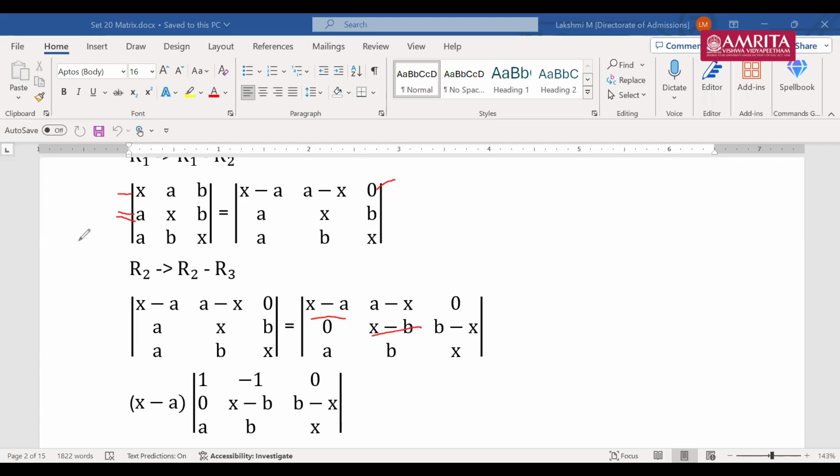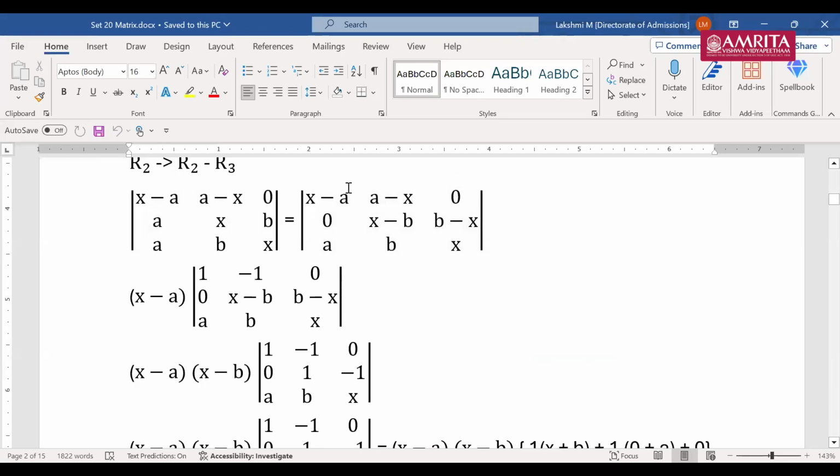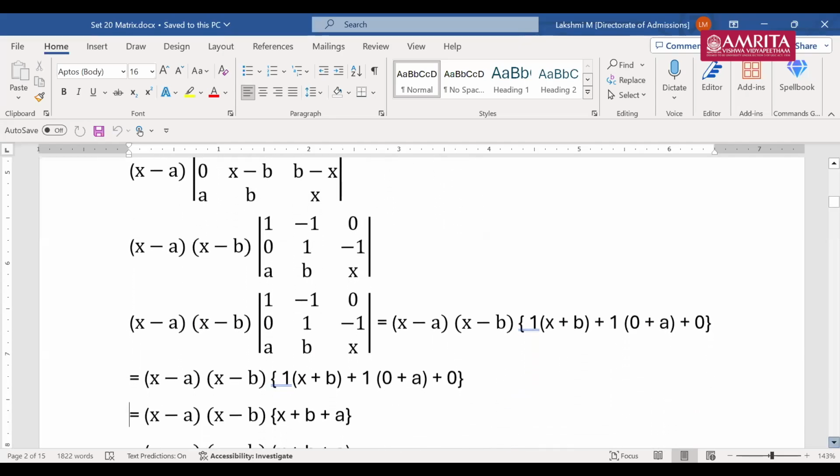you'll get something similar to what is there in the options. Yeah, this is what it is. So here I have taken X minus A, so this is 1, minus 1. I've taken X minus B, this is 1, minus 1. Then ABX. Now we can simply solve it.